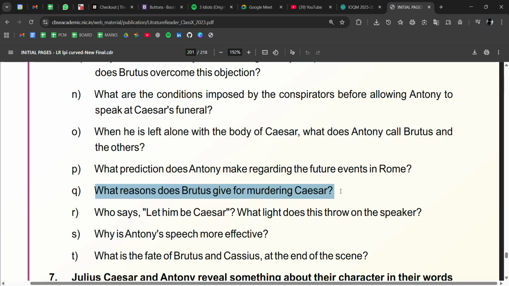That he is ready to sacrifice his best of friends, Julius Caesar, just to save the country he belongs to, Rome. Following this, who says, let him be Caesar's? These are the words spoken by citizens during Brutus's speech.